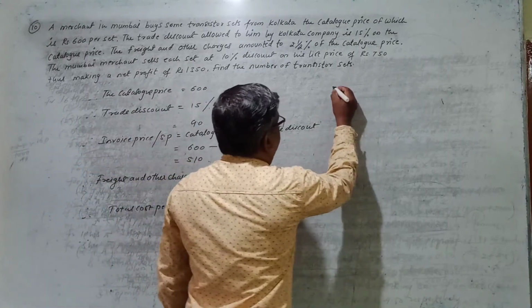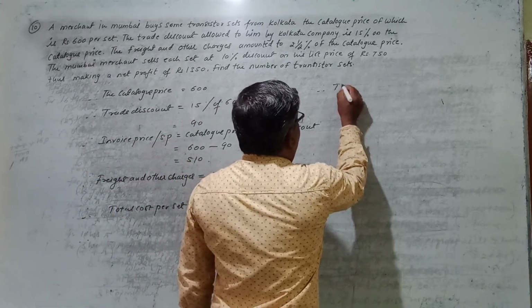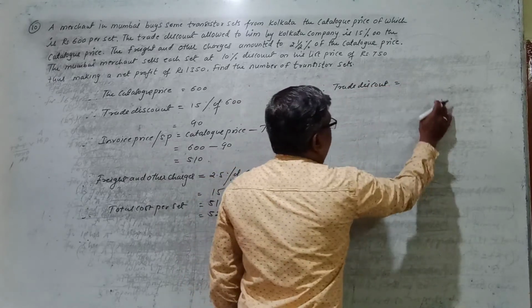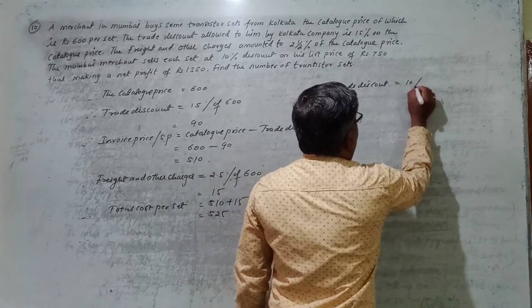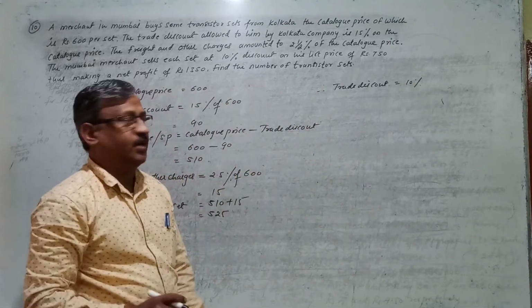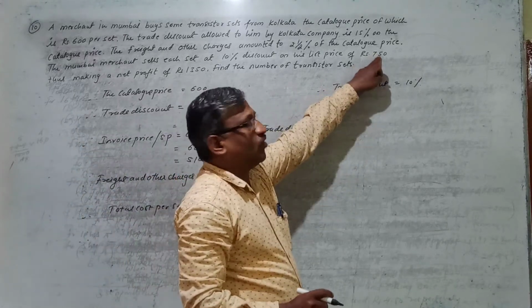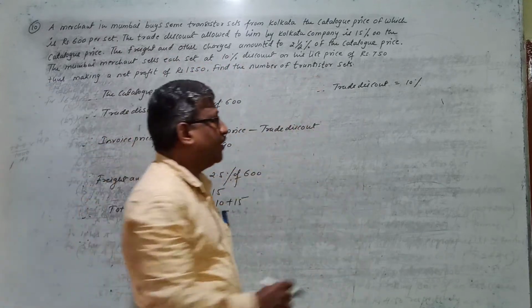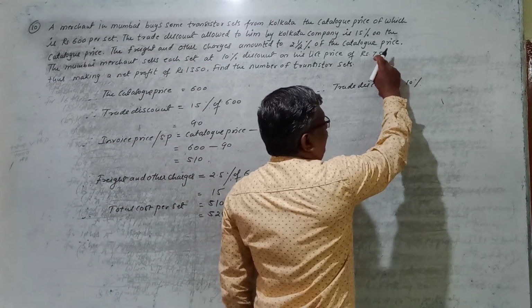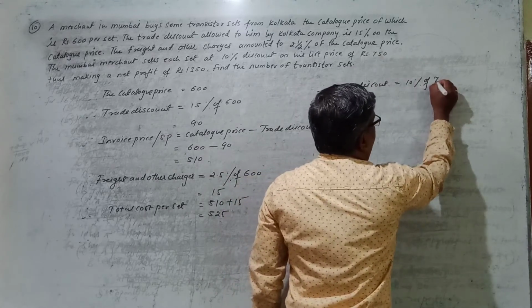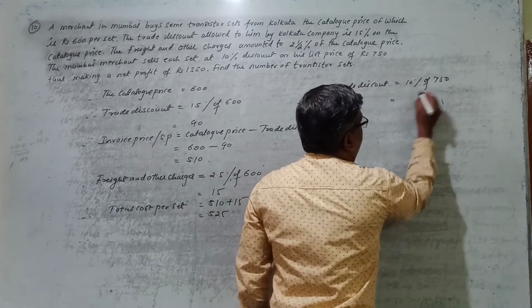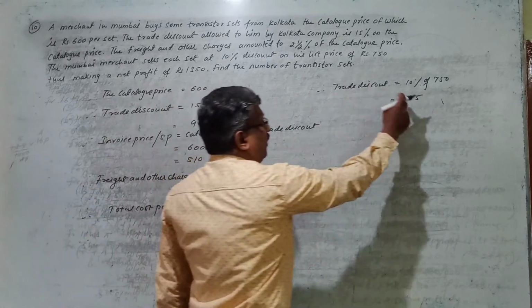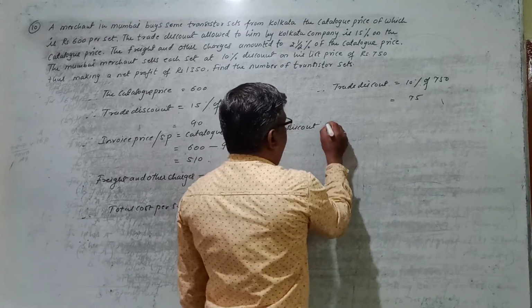Here I will calculate. First you calculate the trade discount. So trade discount is equal to how much discount the Mumbai merchant is giving? 10% on his catalog price. What is his catalog price? 750. 600 rupees is the catalog price of whom? Kolkata company, right? So the Mumbai merchant's catalog price is 750. So on 750 rupees, he is giving 10% discount. 10% means how much he is giving? He is giving 75 rupees.